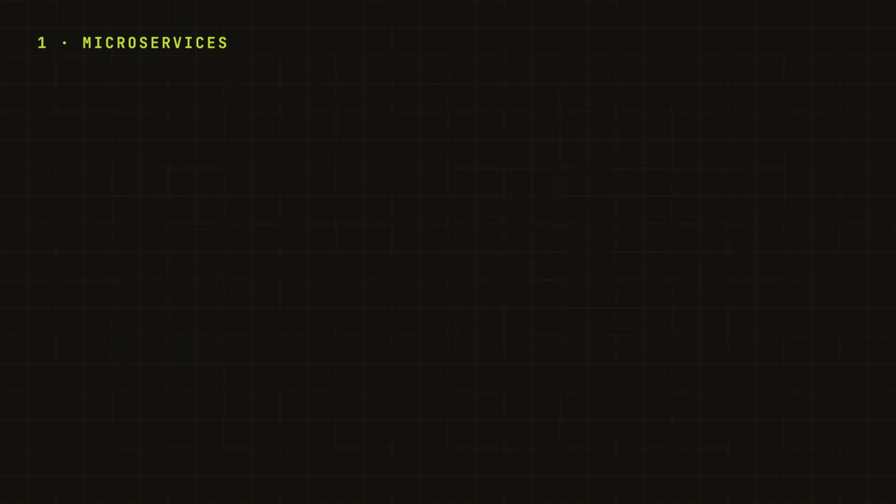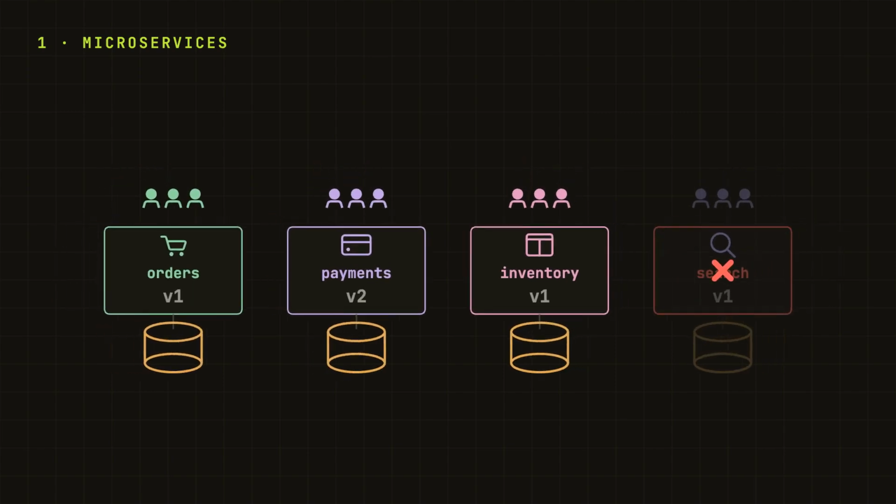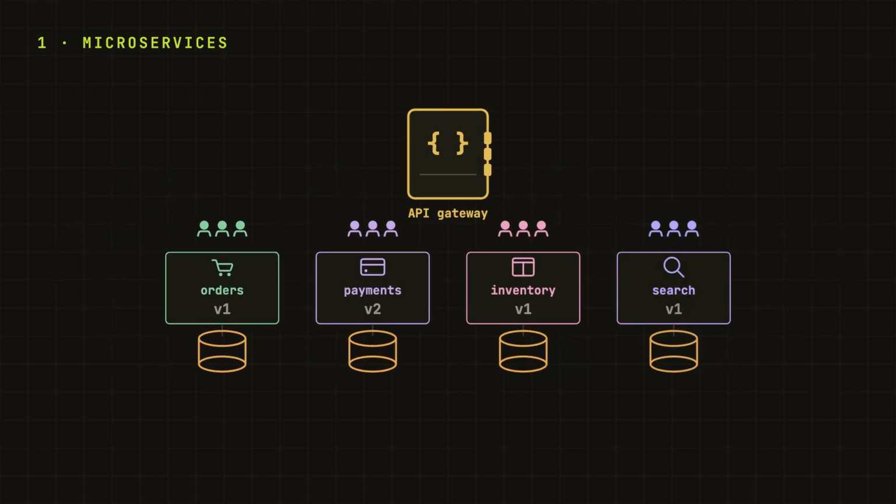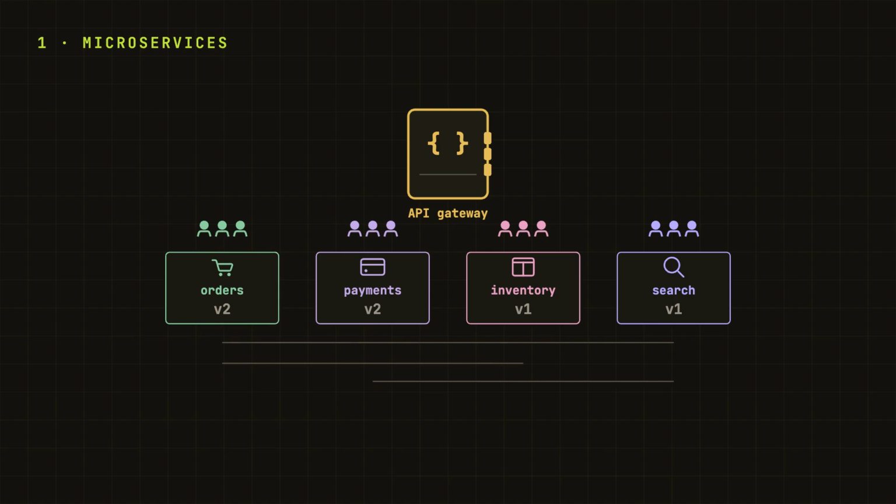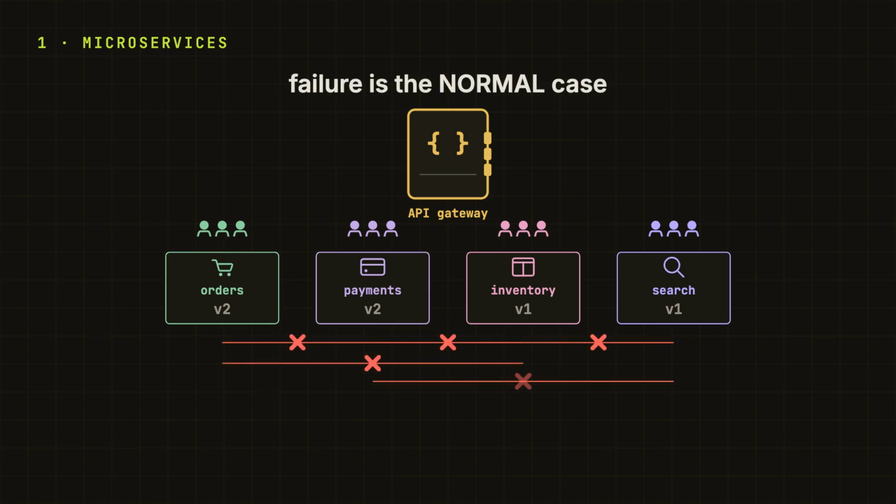So, in our store, at large scale, we split into services like orders, payments, and inventory behind an API gateway. So, different teams can move independently. But the moment you have many services talking over an unreliable network, failures become normal. So, the next concept is all the techniques we use to survive those failures gracefully.